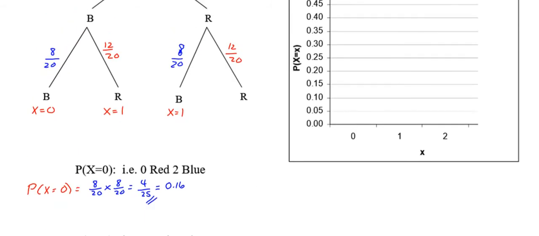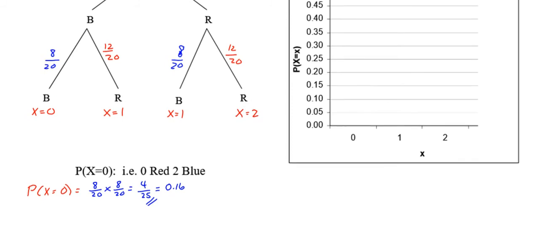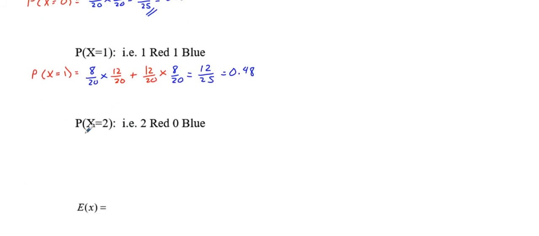And for two red marbles, that's just this case, which means you can have a red and a red. So the probability of two red marbles is a red and a red, which is in lowest terms 9 out of 25, which is 0.36.